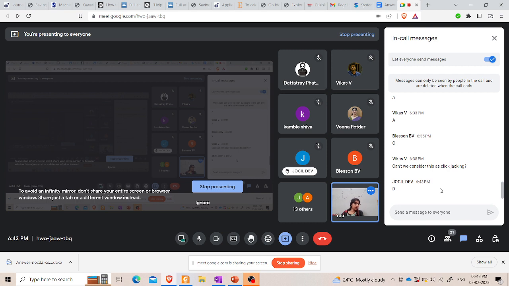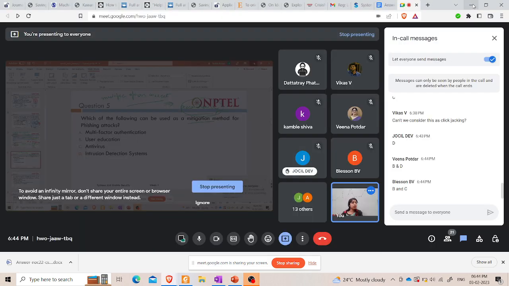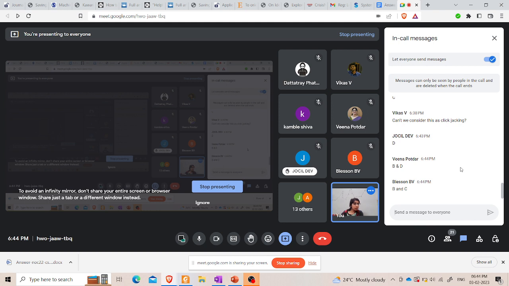Click jacking. Sorry, I'm not aware of what click jacking is. In the question, it had primarily focused on what kind of phishing attack it is. Maybe I'll get back to you on this question in the next session, Vikas V., whether we can consider this as click jacking or not.